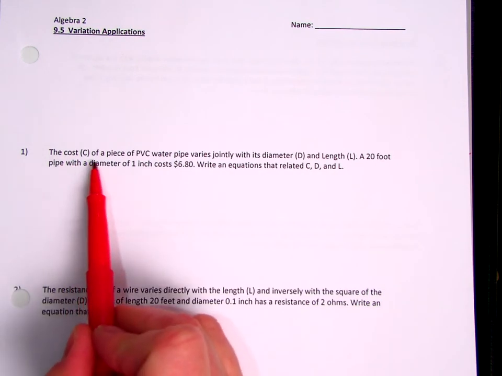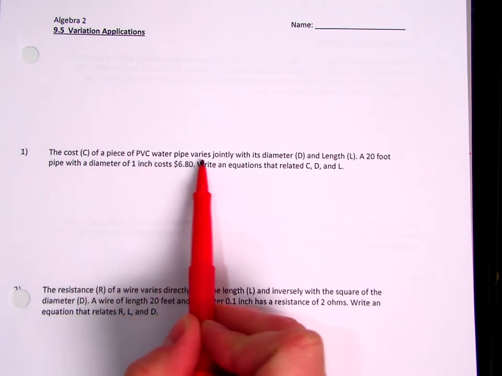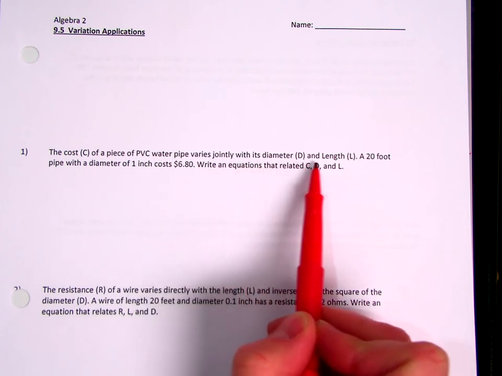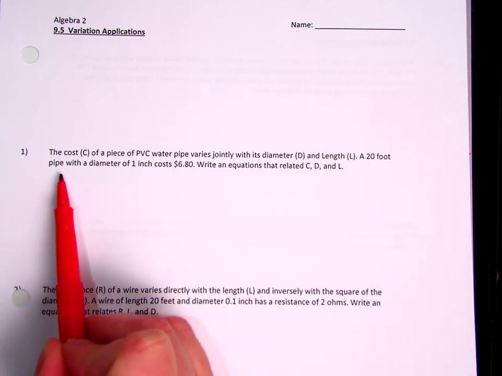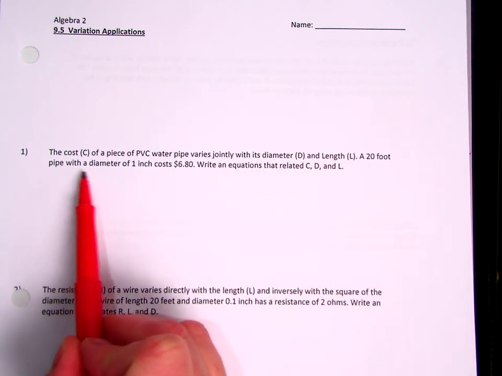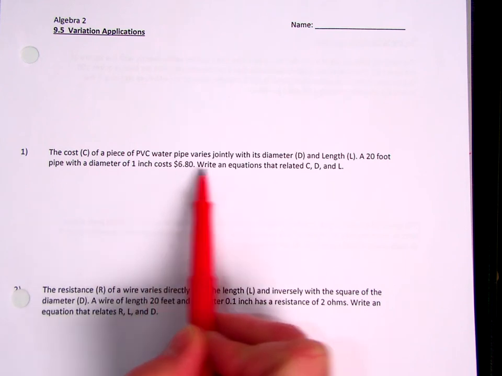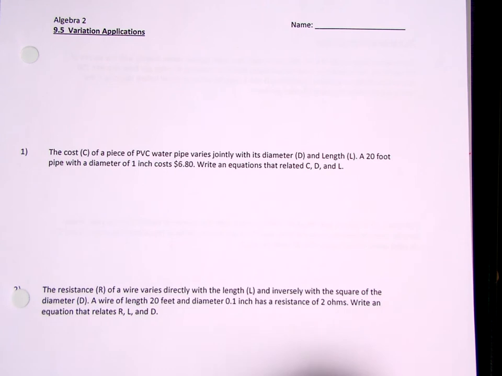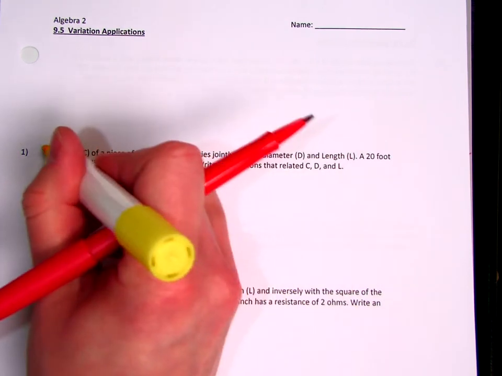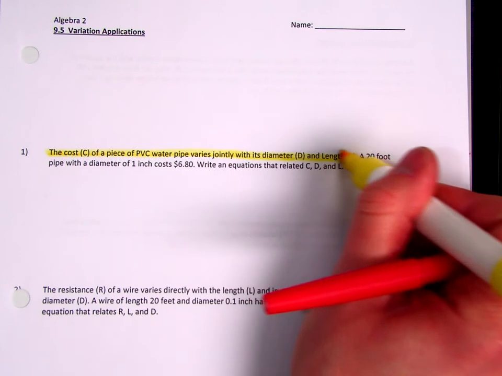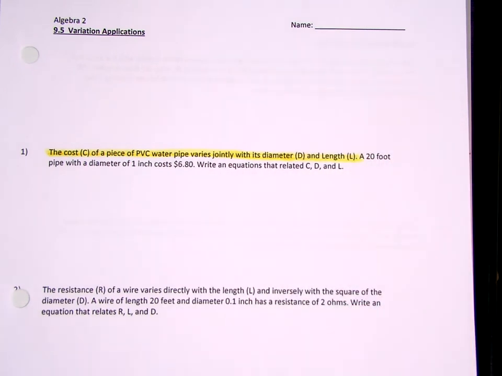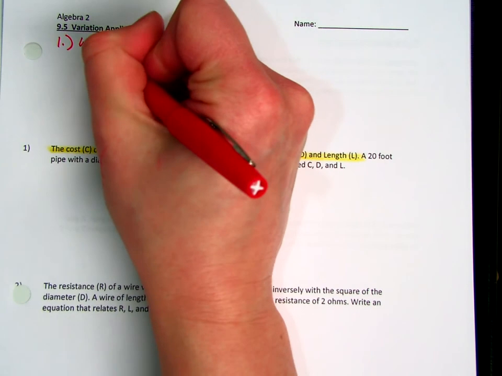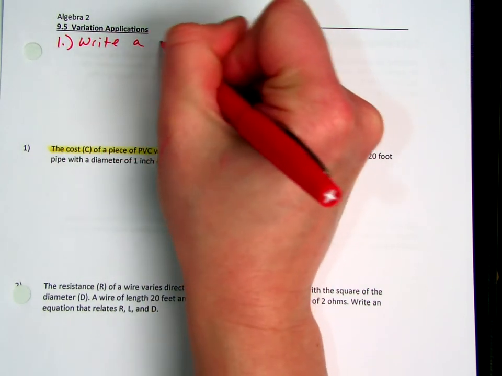The cost C of a piece of PVC water pipe varies jointly with its diameter D and length L. A 20-foot piece of pipe with a diameter of 1 inch costs $6.80. Write an equation that relates C, D, and L. When I read that, I get very overwhelmed because there's a lot happening. But I recognize that that first sentence really gives me the basic information I need to start setting up the problem, just like we did yesterday. So step one would be to write a general formula.